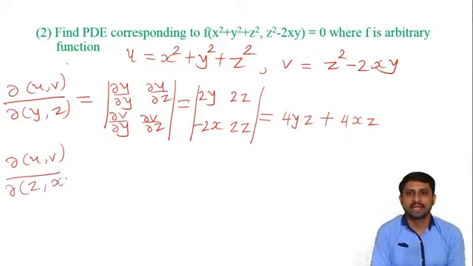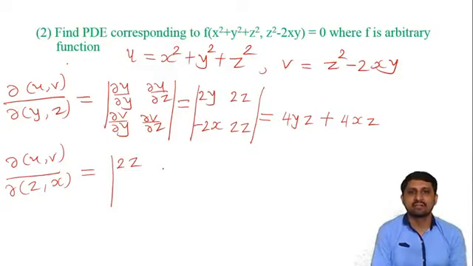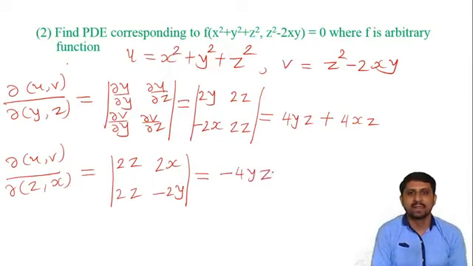Okay. Now next we find del(u,v) by del(z,x). I am just writing the direct values. First is del u by del z, that is 2z. Then del u by del x, that is 2x. Then del v by del z, that is 2z. And del v by del x, that is minus 2y. Okay. So the value of this Jacobian determinant is minus 4yz minus 4xz.